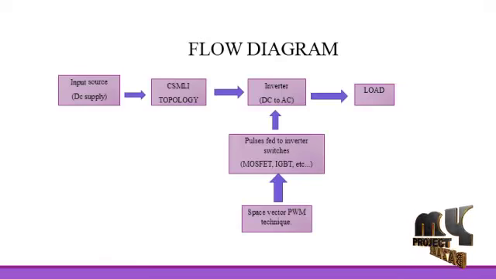Next, we see the flow diagram of our process. In this flow diagram, the input source is a DC supply. The DC supply is fed into the inverter circuit through a cascaded multi-level inverter topology. The inverter circuit is used for DC to AC conversion, and it has 6 power electronic switching devices. These switching devices are triggered using the space vector PWM technique in the base paper, but in our implementation design we use a fuzzy logic controller instead. The output of the inverter circuit is fed into the load. The load may be resistive, inductive or capacitive.